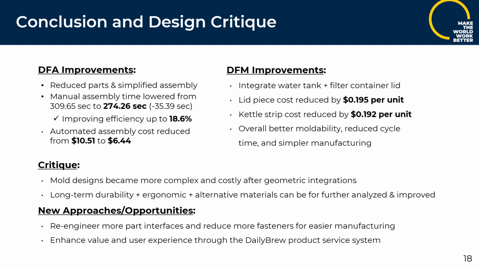Design for manufacturing improvements such as combining the water tank lid and filter lid into one optimized molded part helped us reduce both material and tooling costs. Metal components like the kettle strip were redesigned using sheet metal forming to achieve tighter tolerances and simpler tooling. Regarding opportunities for more improvement, they include simplifying complex molds, refining interfaces between major components, and further evaluating long-term durability and ergonomic designs. Finally, by integrating our Daily Brew service system, it enhances the user experience and the brand engagement while maintaining the manufacturability advantages we achieved from our redesign.